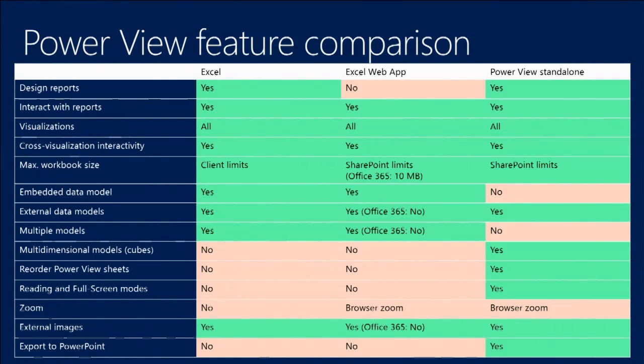Another one to call out between Power View in Excel on a desktop and Power View in Excel in the browser, in Excel Services or in Excel web app, is that design of reports and creation of reports is only on the desktop in Excel. When you upload your workbook to SharePoint and you open it up in Excel Services, it is read-only. You can interact with it, you can change filter values, you can resort, but you could not, for example, add a brand new chart or change the type of a chart or create a new sheet. That may change in the future, but that's the way it is today.